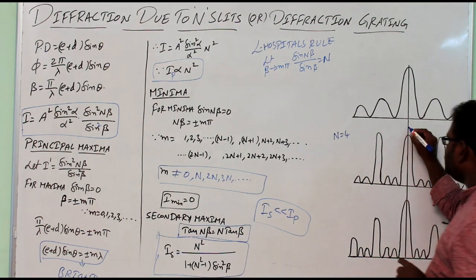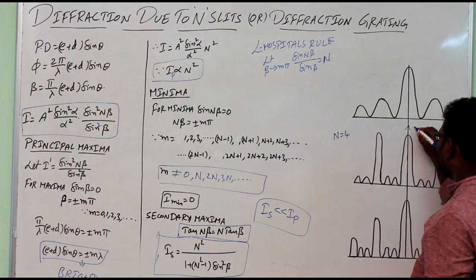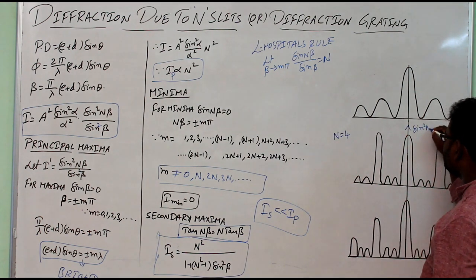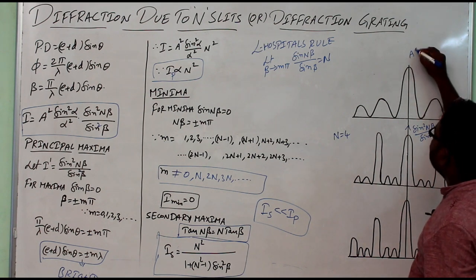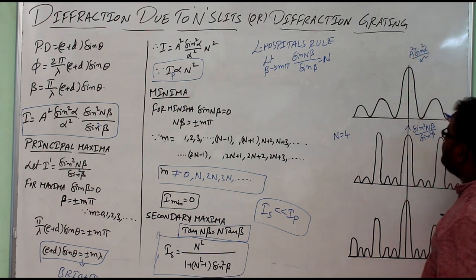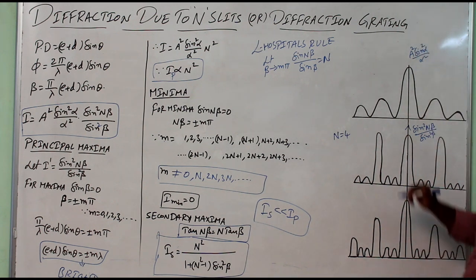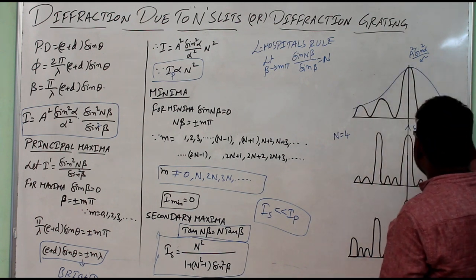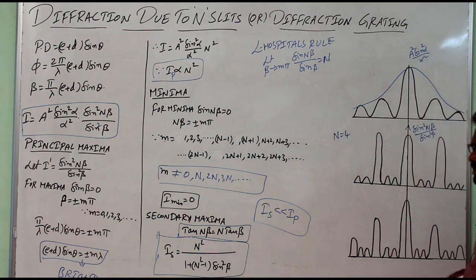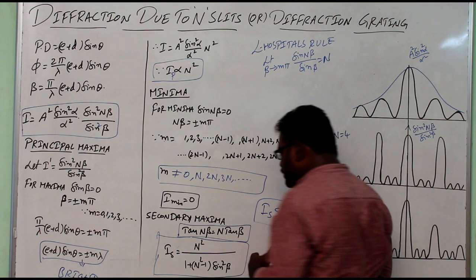So this is the term sin square beta. This is about sin square N beta by sin square beta. And this is A square sin square alpha by alpha square, the single slit diffraction. If you see this, the curve will be like this. So on the screen, due to N number of slits, we can see only one image pattern.